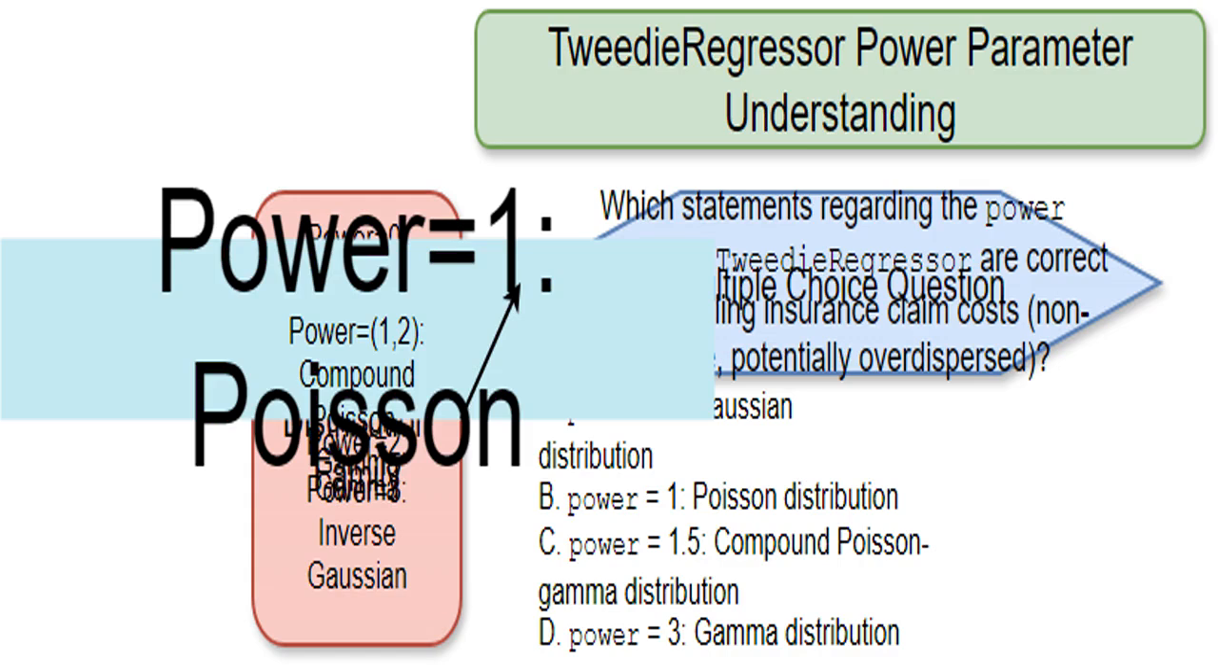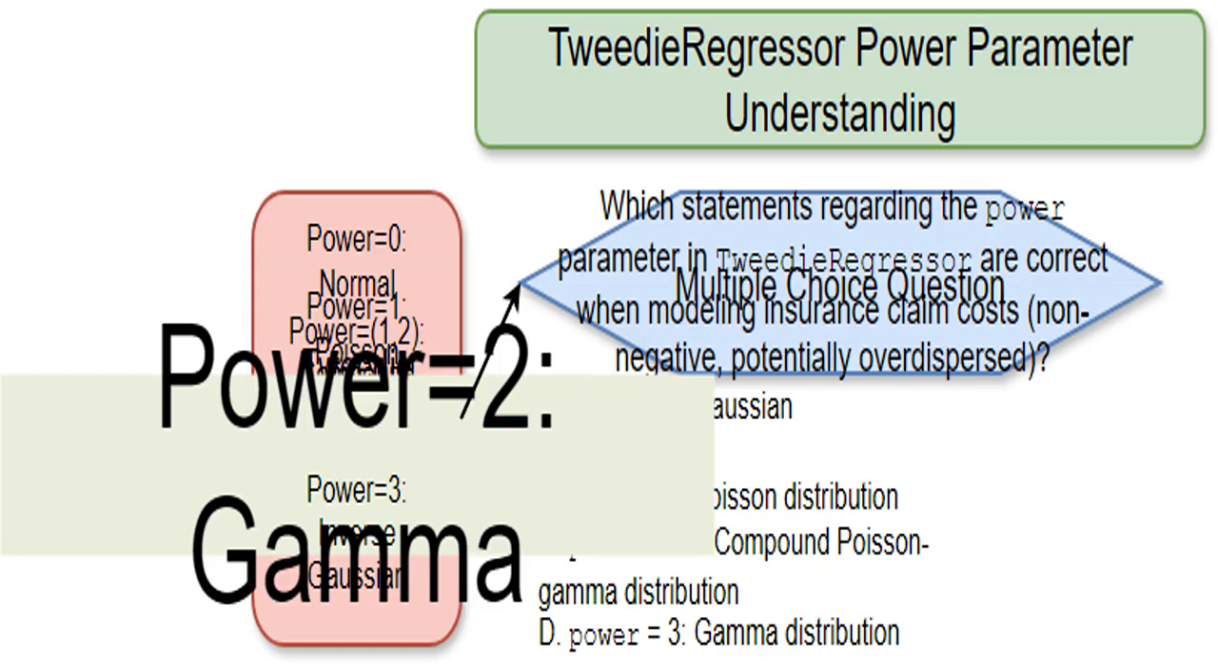This is great for situations where you have overdispersed count data. That is, when the variability is higher than what you'd usually see for count data. Insurance claim costs often fit this description. A power parameter value of 3 indicates an inverse Gaussian distribution. This distribution is useful for positive, continuous data that shows overdispersion, meaning the variance, spread, is greater than the mean, average. It's another good choice for modeling insurance claim costs.